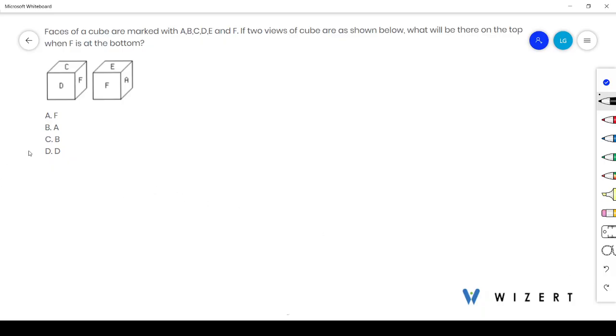Our question is, faces of a cube are marked with A, B, C, D, E and F. If two views of the cube are as shown below, what will be on the top when F is at the bottom?